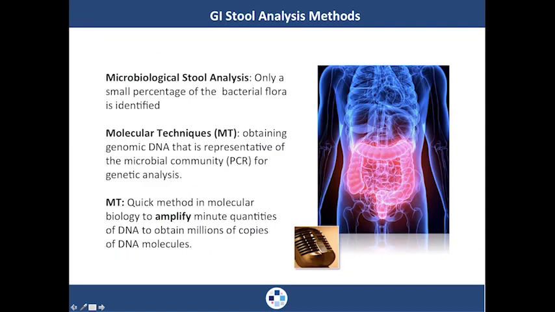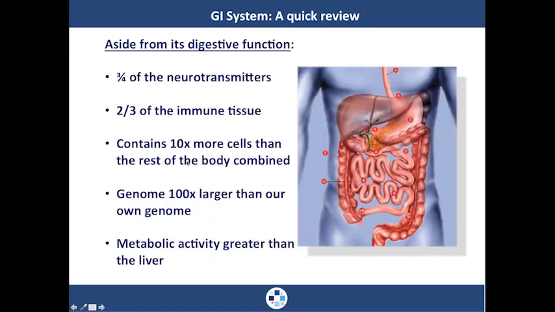Whoop, went by that too fast. So with that in mind, I want to do a quick review of the GI system. Remember, aside from its GI functions, which you're probably all familiar with, the GI system has three-quarters of the body's neurotransmitters.